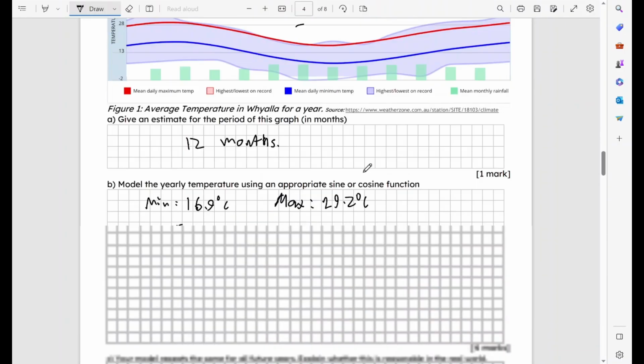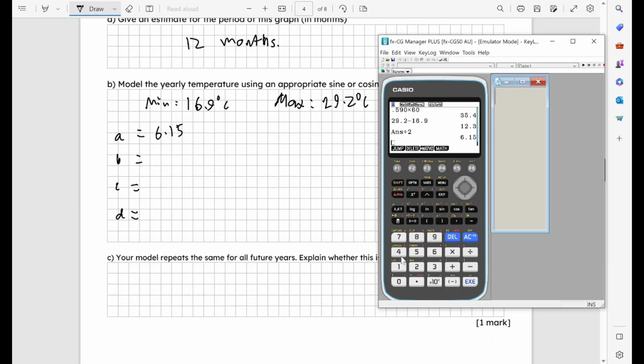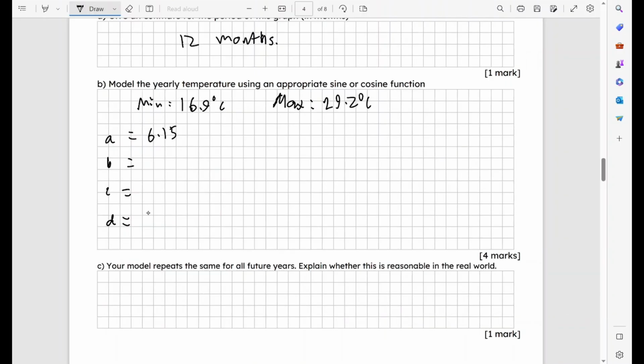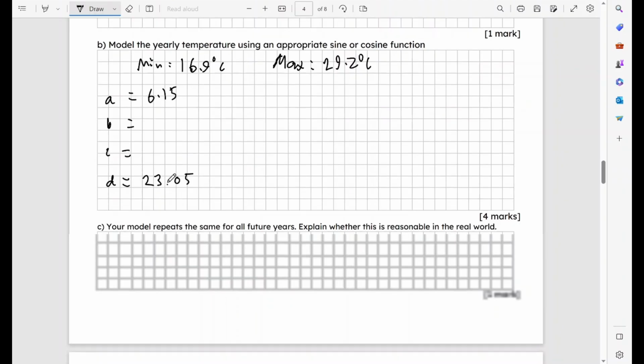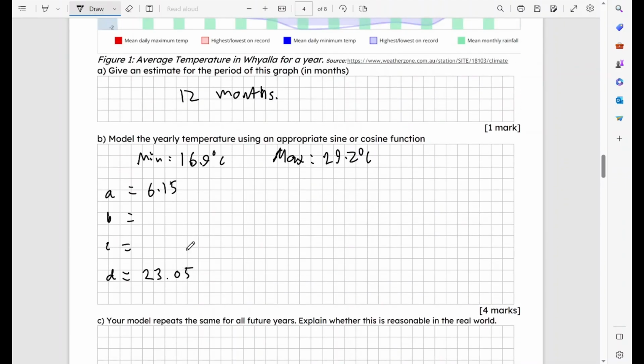Next, easiest one is your D value. So I want to take the minimum, 16.9, and I already know halfway up is 6.15, so I'm going to add 6.15, and that gives me 23.05. My D value, which you can hopefully see, 23.05 is roughly halfway in between where the graph is. So that's what we're looking for there.